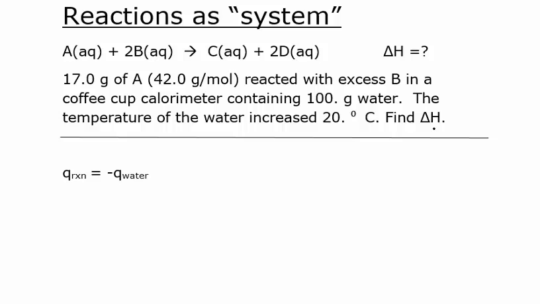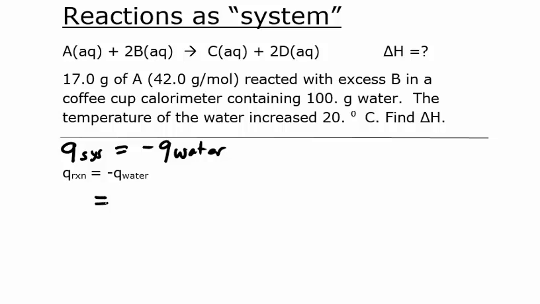Find delta H. Alright, so one of the first things that we know from before is that the Q for the system is going to equal minus the Q for the water. But in this case the system is a reaction. So the Q for the reaction, the heat of the reaction, is going to be the opposite of the heat of the water. All we have to do is calculate the heat for the water, change the sign, and we will have the Q for the reaction. So let's do that.